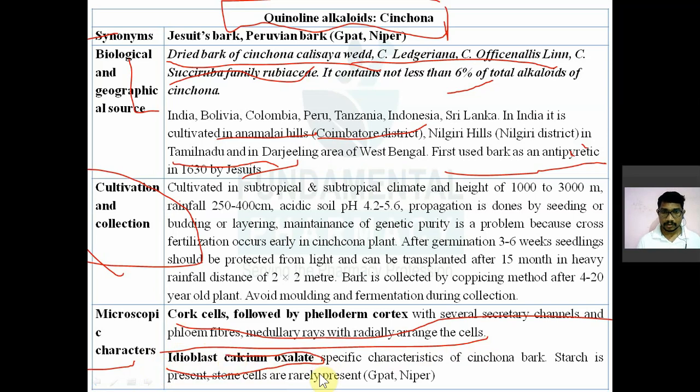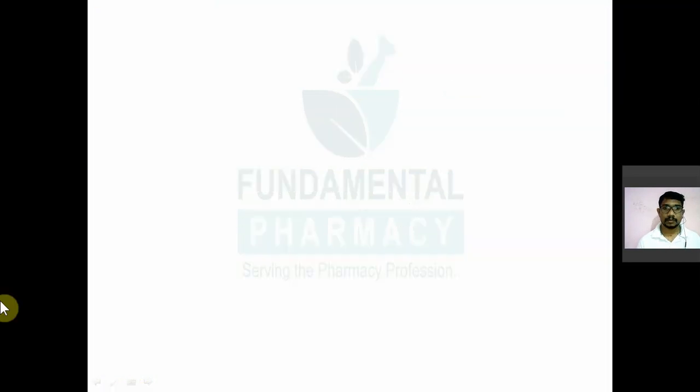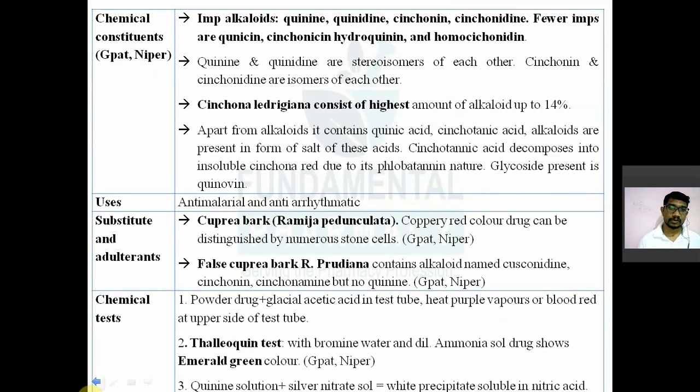That is a specific characteristic of cinchona bark. Starch is present, and stone cells are rarely present. The next one is the chemical constituents of cinchona. Here the important alkaloids are quinine, quinidine and cinchonidine. Less important alkaloids are cinchonine, quinamine, hydroquinine and homocinchonine. So quinine, quinidine and cinchonidine are the important ones.